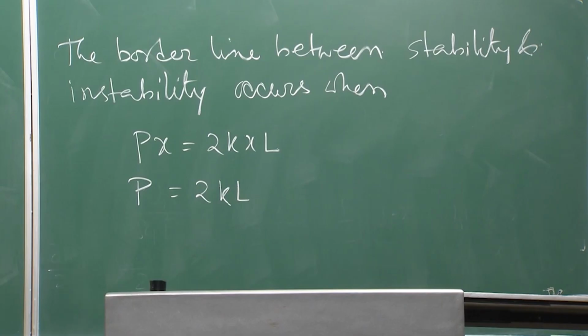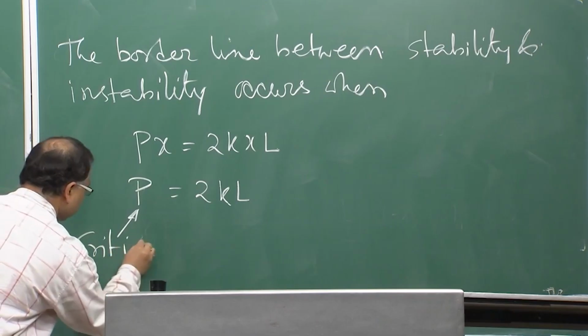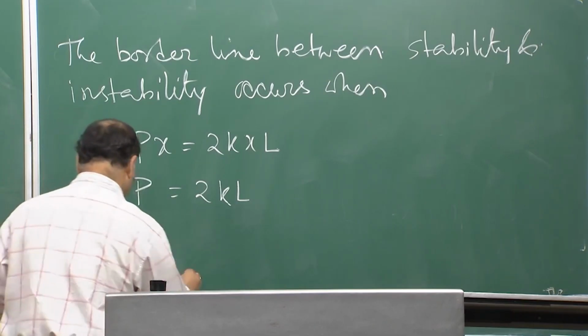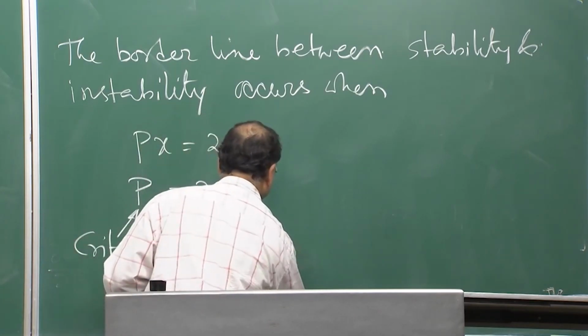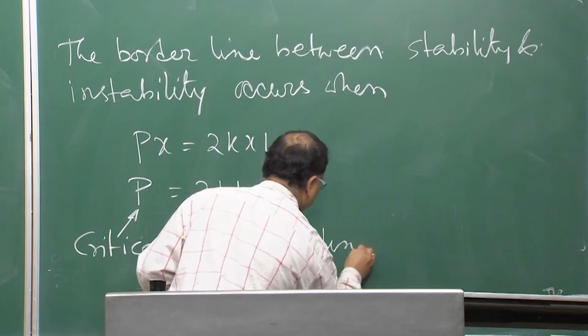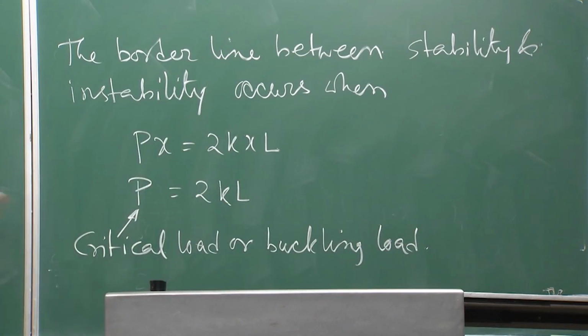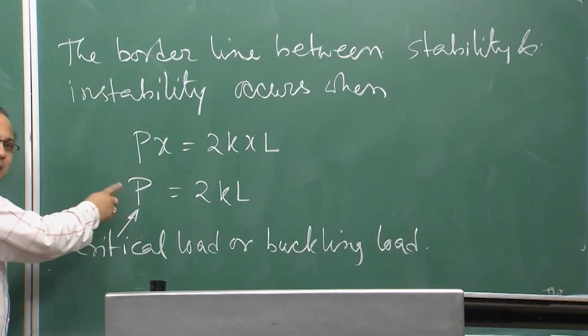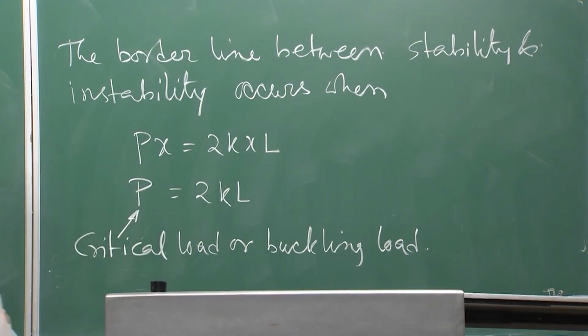Now, this P is known as the critical load or buckling load. This is the borderline situation. So, if you increase P gradually up to this P critical, there is no problem, the system will be completely stable. Once you cross P critical, then your system will go to the unstable situation.